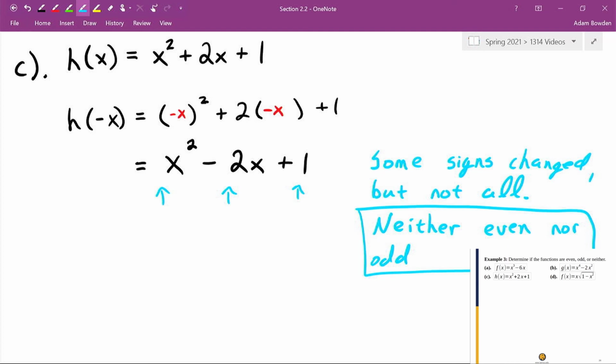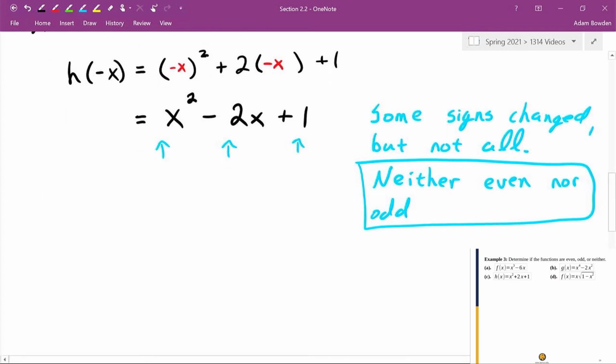For most simple types of functions, like this one, we have just exponents and multiply, add, subtract, things like that. This would be the easy way of telling whether or not it's even, odd, or neither. Looking at if the signs changed or did not change, or if some but not all changed. And now in this case, this would be an indication of neither even nor odd.